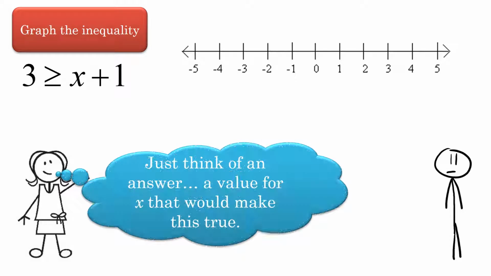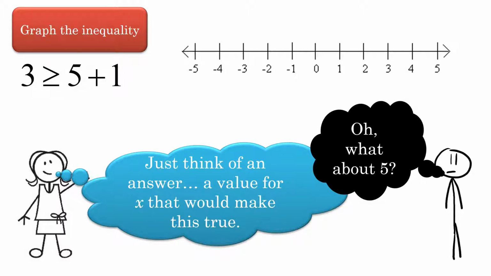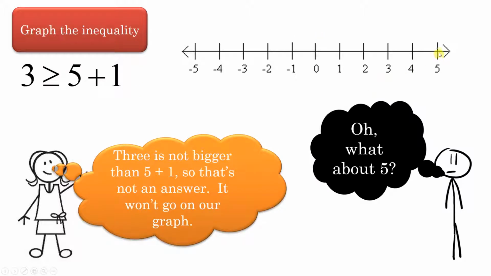Let's go ahead and start off, though, by just trying a number, seeing if it works, because this is how you know you're going to be right when you're done anyway. So let's try 5. Would 5 work? If I put a 5 in there, I get 3 is greater than or equal to 6. 3 is not bigger than 6, so that would not be an answer. 5 will not be a dot on my graph.